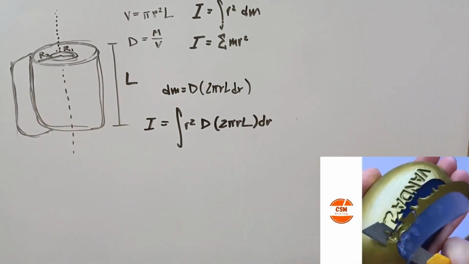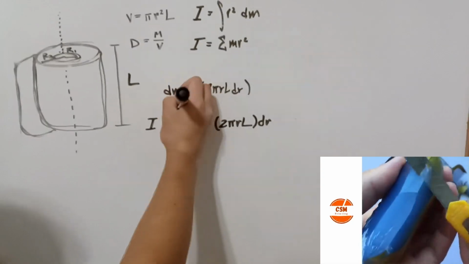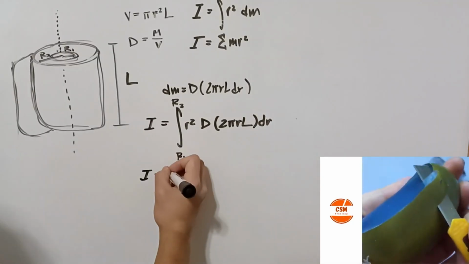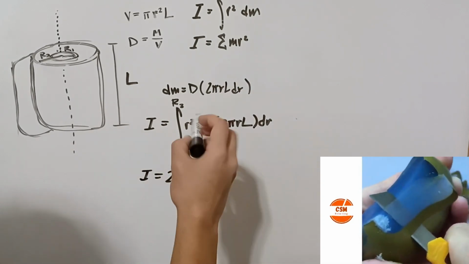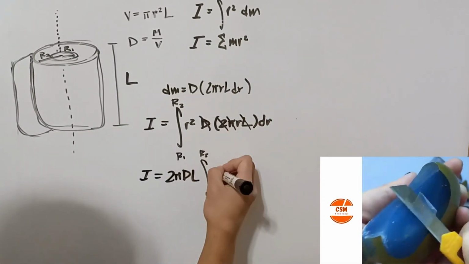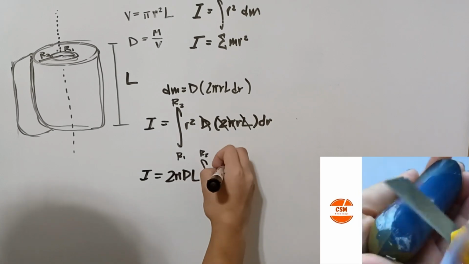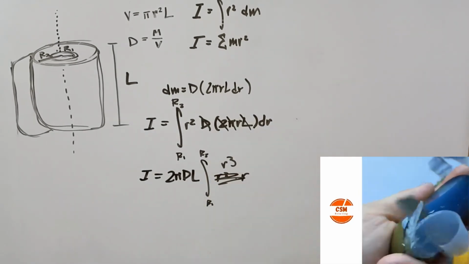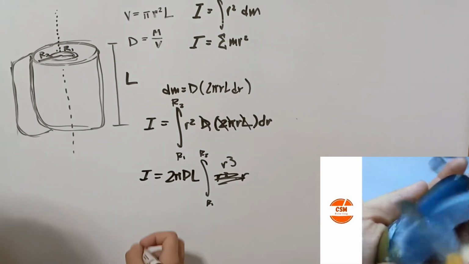To properly evaluate this integral, we're going to set its limits to r1 and r2, with r1 being the lower limit and r2 being the upper. We then factor out the integral's constants, which are 2, pi, density, and length, or height. On the inside of the integral, we're left with r squared times r, which is just r cubed.